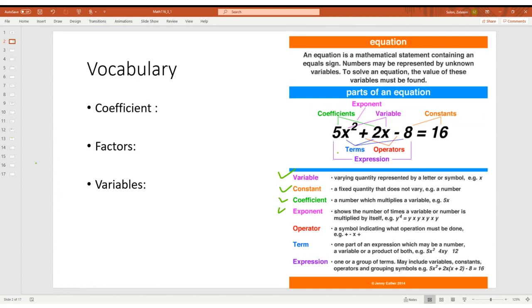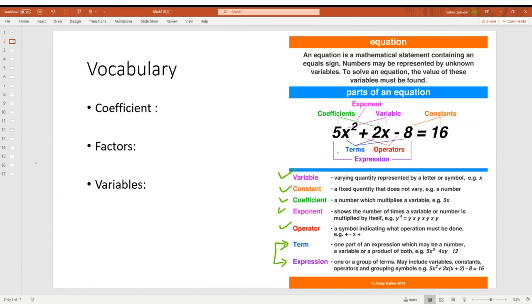Operators. We use all 4 operators to describe expressions. So the addition, subtraction, multiplication, and division. Those operators are symbols indicating what operation must be done. They are called operators. Now, terms. This is something we are going to cover in the next topic, but I will describe it in short. So, one part of an expression, which may be number, variable, or product of both. Product of both numbers or variables.